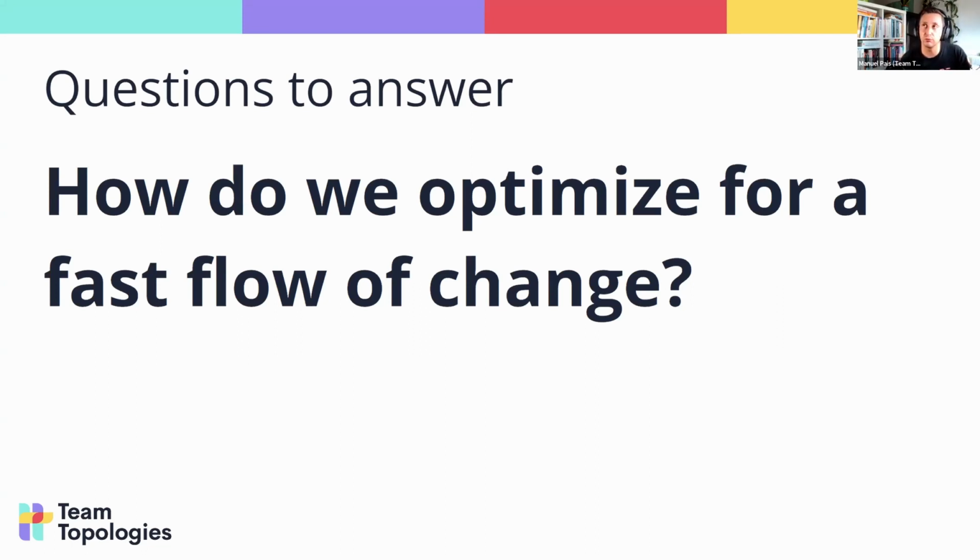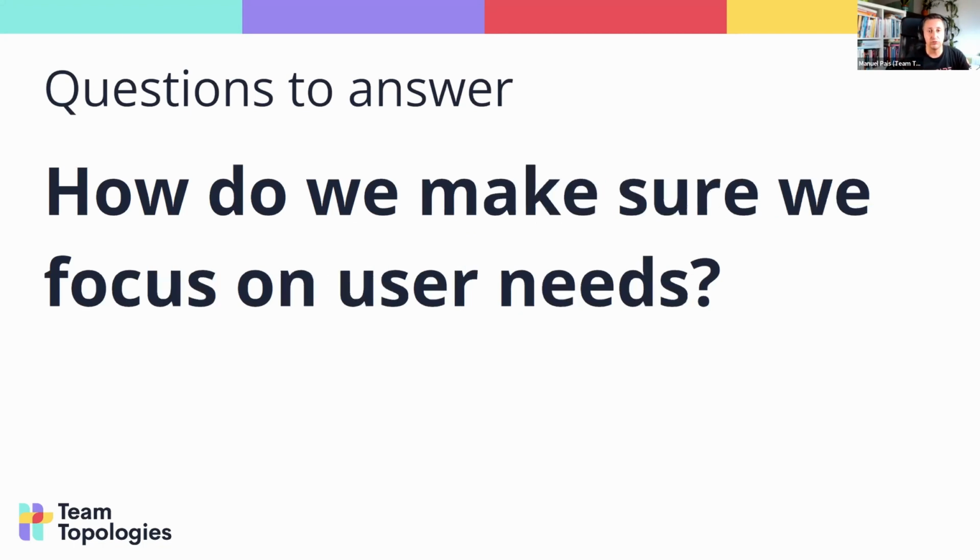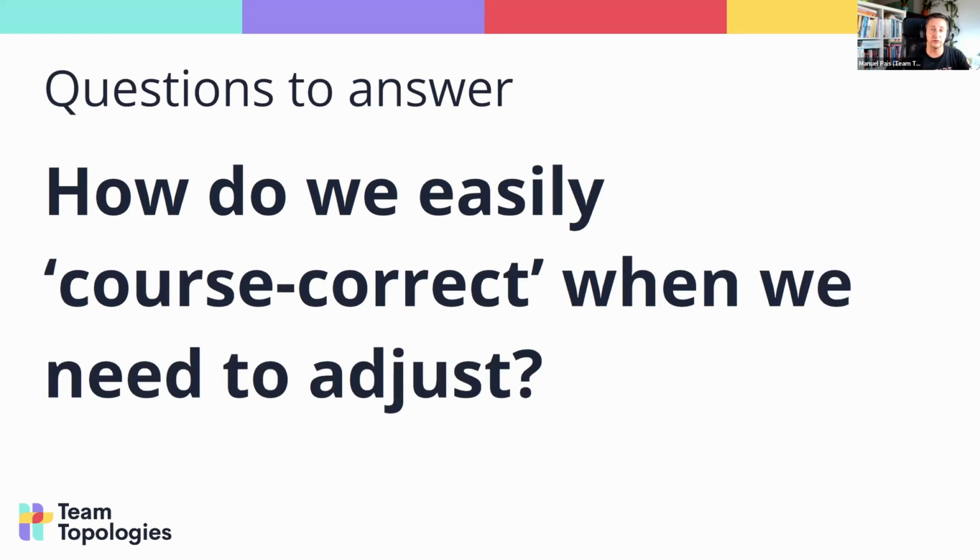So what we should be looking at is what questions can we answer with this focus on business agility, focus on the fast flow of value to customers. We want to know, how do we optimize for this fast flow of change? How do we make sure we're focusing on user needs, and how do we easily or quickly course correct when we're going in the wrong direction, or we need to fix our approach?